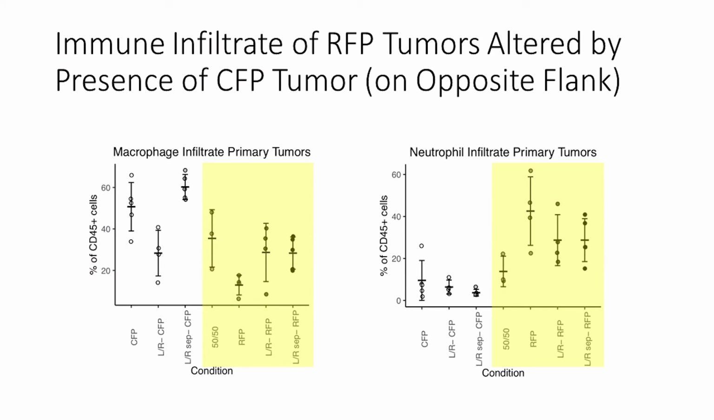I also analyzed the immune infiltrate of these tumors by flow cytometry, as a growing body of work is beginning to show an important role for the immune system in tumor progression and metastasis. I found that certain immune cell populations, macrophages and neutrophils in particular, were differentially abundant in RFP-only versus mixed conditions, indicating that the presence of CFP cells may alter the immune microenvironment.